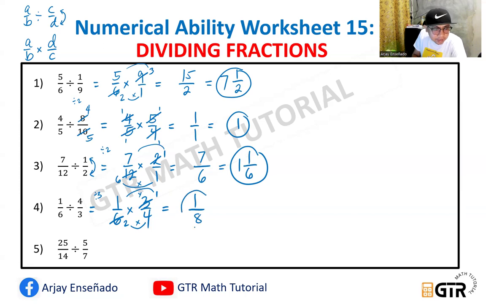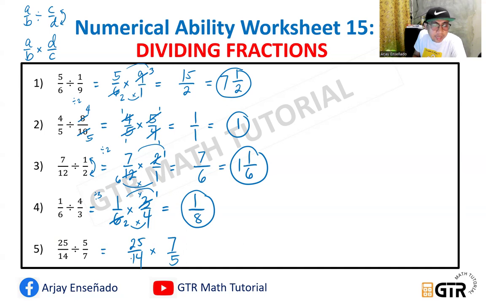So final answer. Then we have 25 over 14 divided by 5 over 7. So wala nang malo-lowest term dyan. So just copy the first fraction, 25 over 14. Change the operation to multiplication. Get the reciprocal, interchange. So we have 7 over 5.